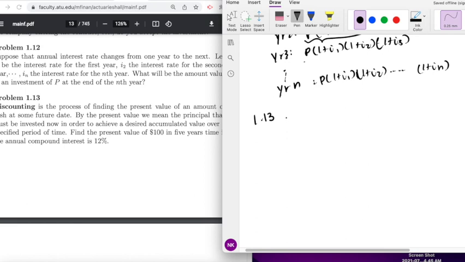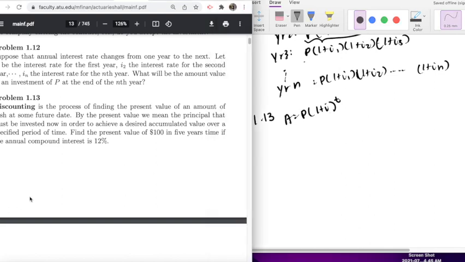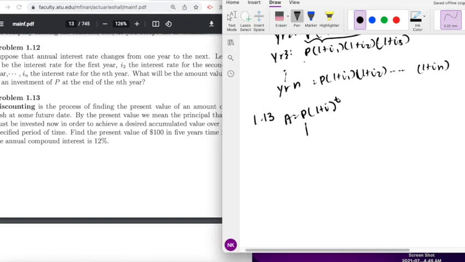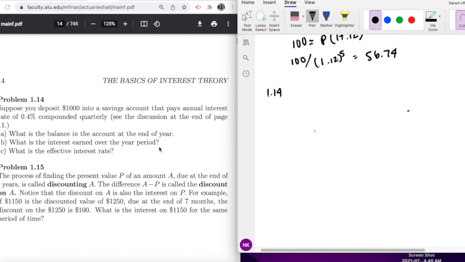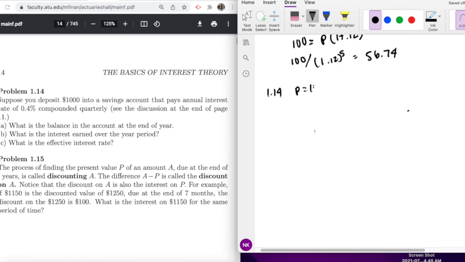So basically, we're using our formula A equals P times 1 plus the interest rate to the t power, because it's compound interest. And we're basically asked to find P. If you're asked to find the present value, like how much money do you need to put in to have $100 in the future? So in the future, we want $100. We're looking for P, with an interest rate of 12% in 5 years. So then this becomes an easy problem. It's basically 100 divided by 1.12 to the 5th power, which is equal to $56.74.